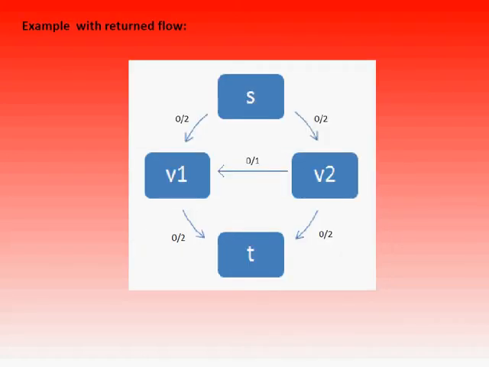Okay, now an example with returned flow. Let's take that one. It's also an example of the worst case scenario of running this algorithm. So the first thing we have to do is find a path. Let's take that one. Then we find the minimum capacity, which is 1. Then we add the flow.